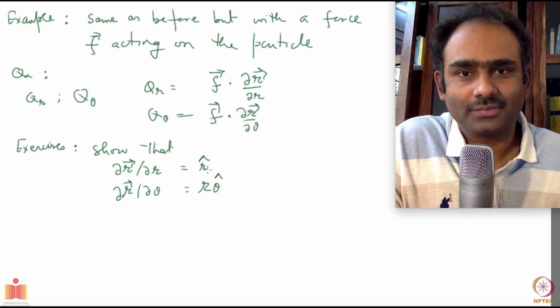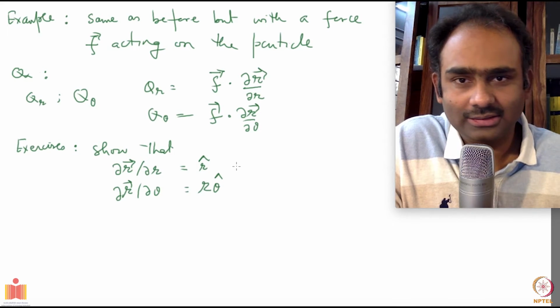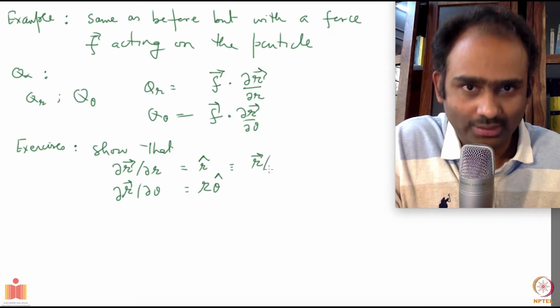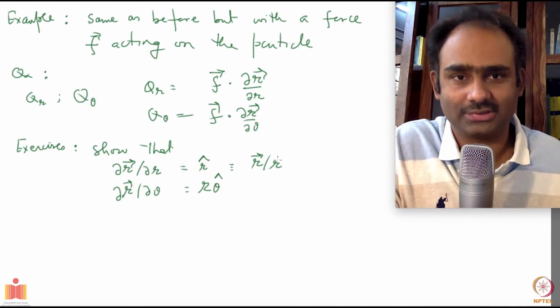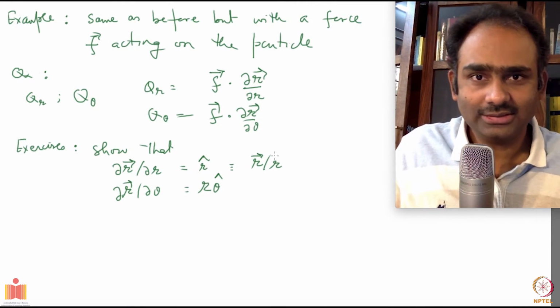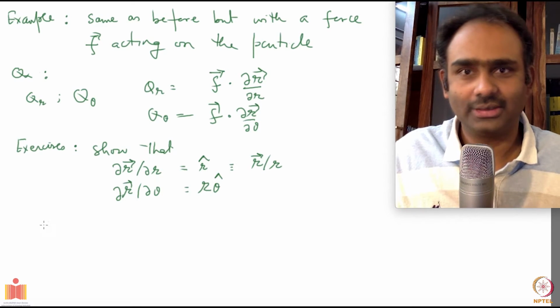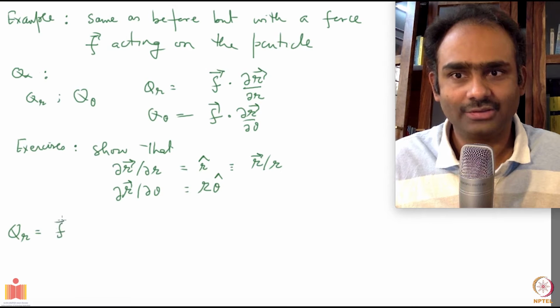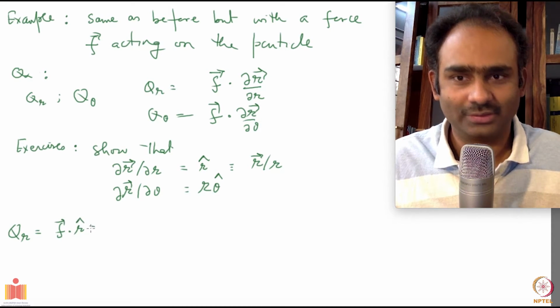That's correct. And this R hat, if you are not sure, what is R hat? R hat is vector R over R. That is why it is dimensionless, because the dimensions cancel. If you do those two exercises and plug it in here, you get Q of R equals F dot R hat, which is just the component of force in the radial direction.